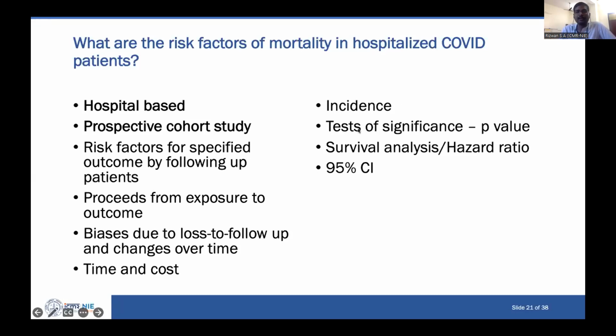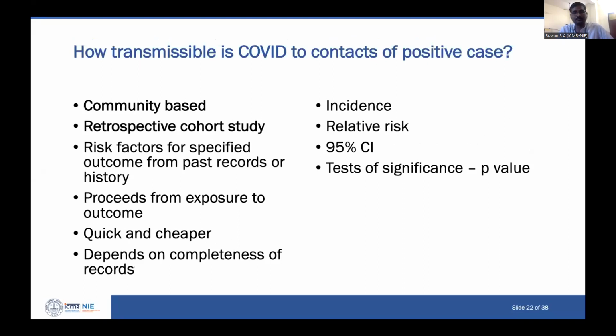You can calculate p-value by using the test of significance by comparing the exposed and the unexposed group. Survival analysis is usually performed for cohort studies with comparison groups, and you are going to summarize the results in the form of hazard ratio and 95% CI.